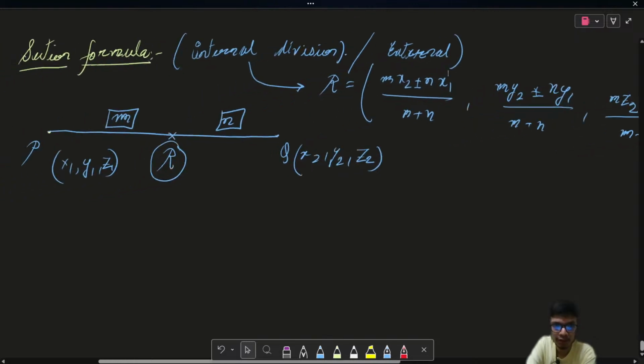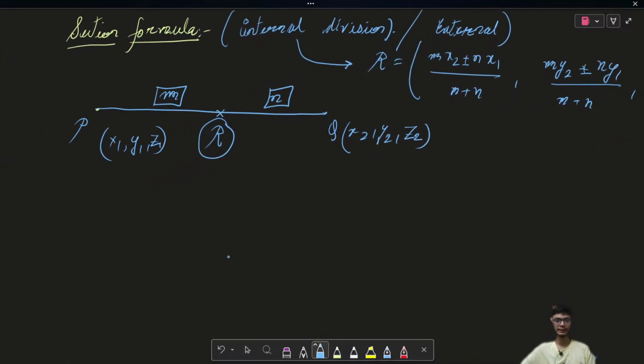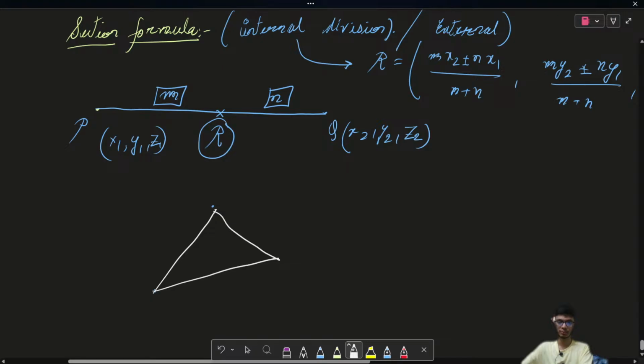Okay. Now similar over here, if I need to find out the midpoint, then the midpoint will be obtained simply by putting m and n equals to 1. So I will obtain the coordinates of the midpoint, right? So in the similar manner, let us say I have a triangle in a three-dimensional space given as A, B and C, with A as x1, y1, z1, B as x2, y2, z2 and C as x3, y3 and z3.